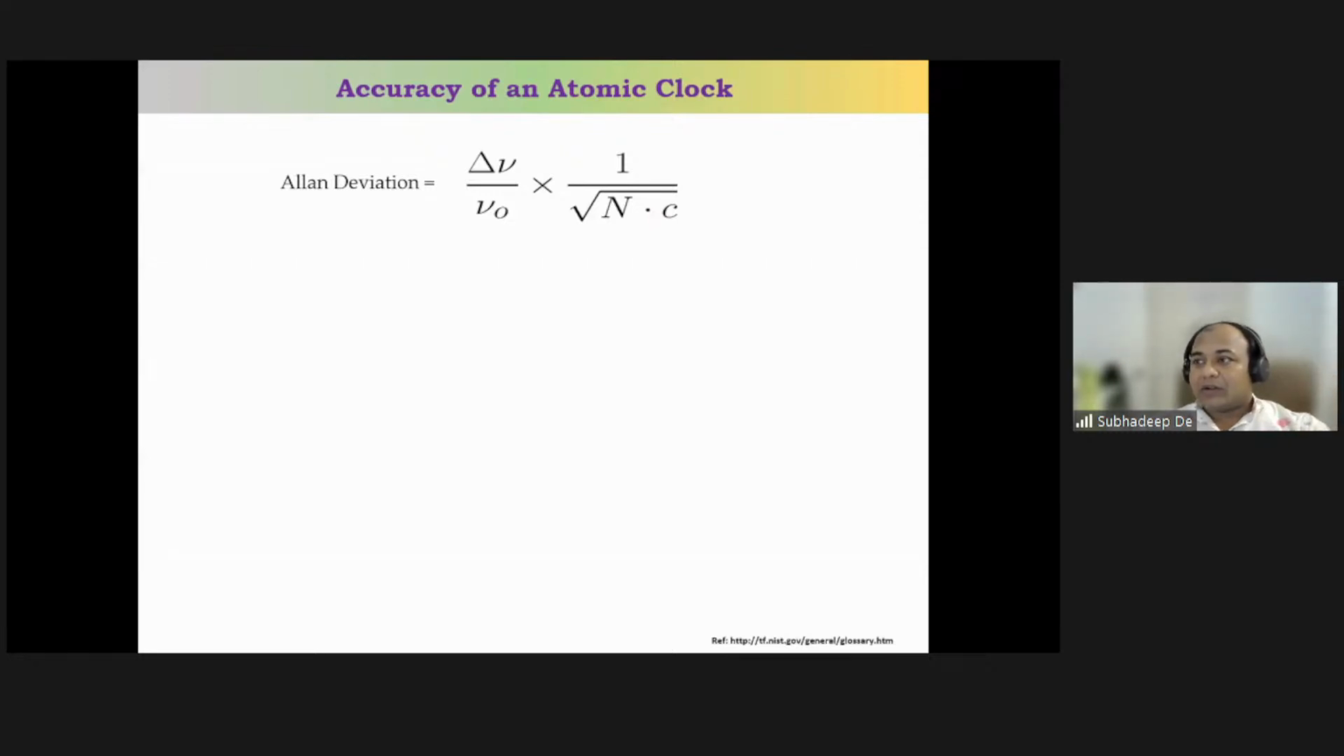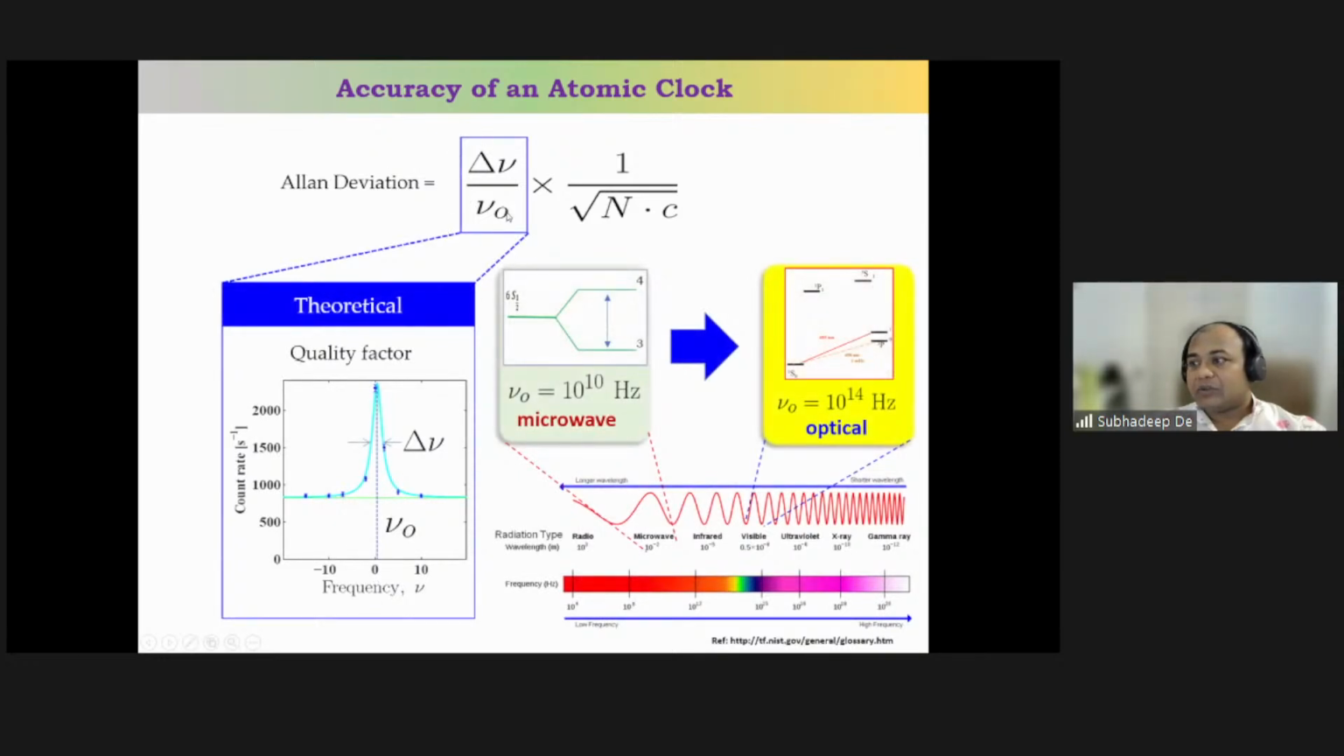That is what defines the quality of a clock. It's defined by the Allan deviation. The smaller the deviation, the better the clock. And it has two parts. One part is this delta nu by nu zero, where nu zero is the central frequency that you want to measure for an atomic clock, and delta nu is its line width. So you see that it's inversely proportional to nu zero, and that means if you take an oscillator which is oscillating much faster, nu zero is higher and higher, you can make a better and better clock. So your deviation will be much smaller. That's the basis why we want to go from rotation of the Earth to an atomic clock.